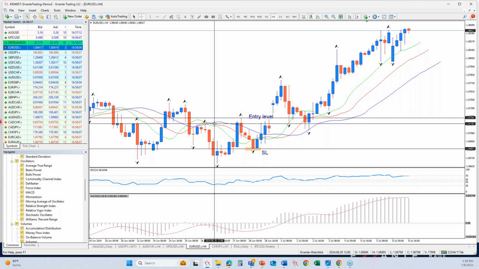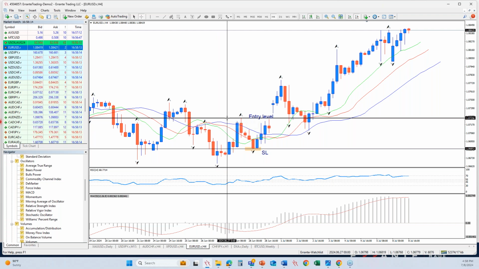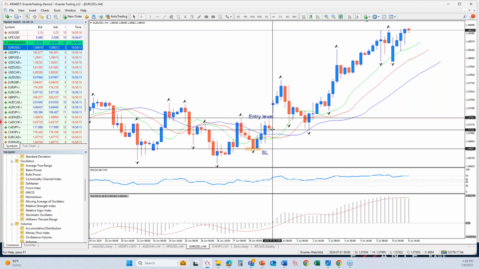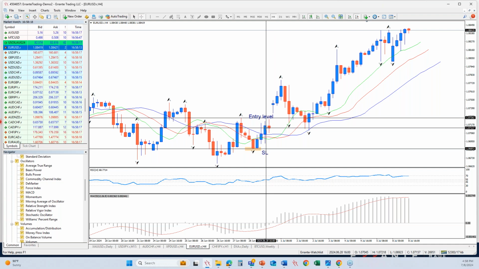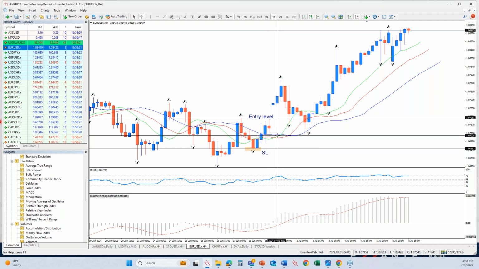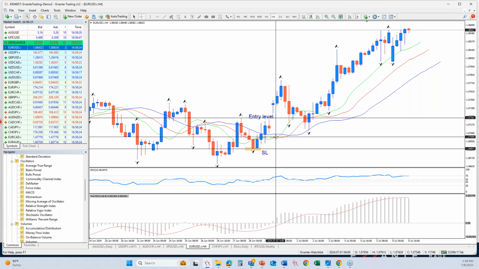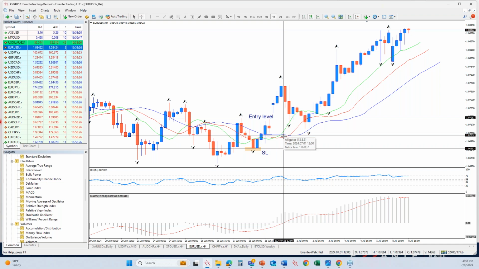So this is how we can trade using this, to make sure that the alligator is confirming our entry. We need to wait for the lips getting above the jaw. So that will give us a new entry point.